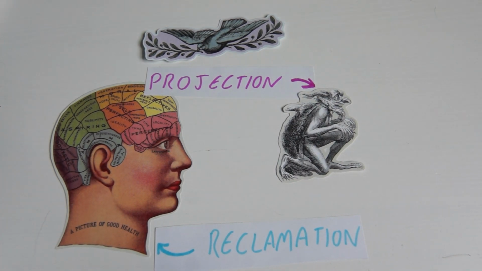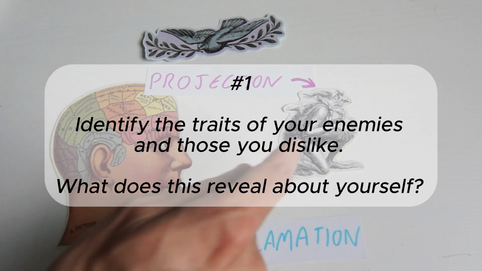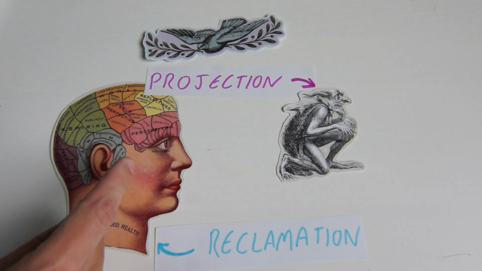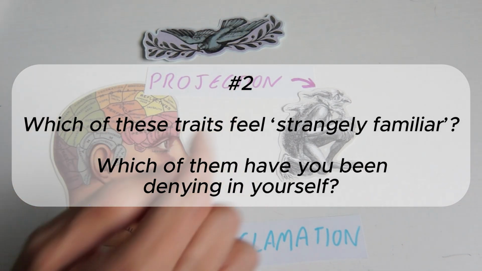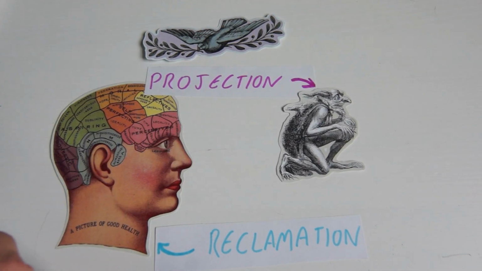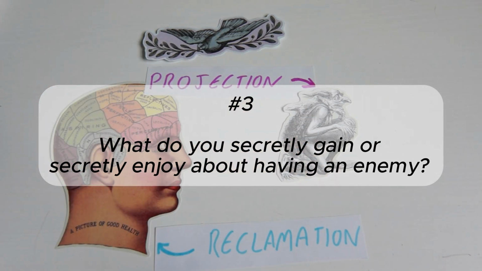And I don't mean that abstractly. I mean, here are some actual questions to start considering, and to what extent you're involved in this enemy-making process yourself. So firstly, identify the traits of your enemies and those that you dislike. What does this reveal about yourself? And which of these traits feel strangely familiar? Which of them have you been denying in yourself? And what do you secretly gain or secretly enjoy about having an enemy?